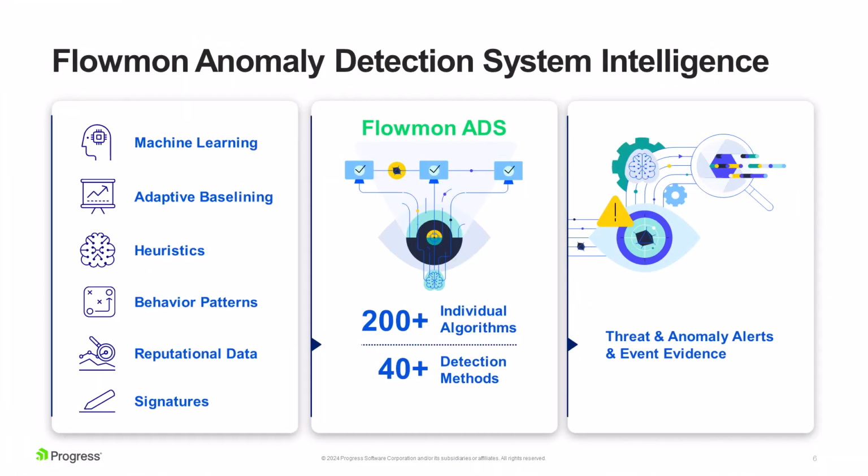Flowmon Anomaly Detection System leverages intelligent algorithms and detection methods to conduct machine learning, measure adaptive baselines, study heuristic techniques, analyze behavioral patterns, and inspect against reputational data to detect and respond to threat actor presence early with the forensic evidence needed to stop an attack in its tracks.